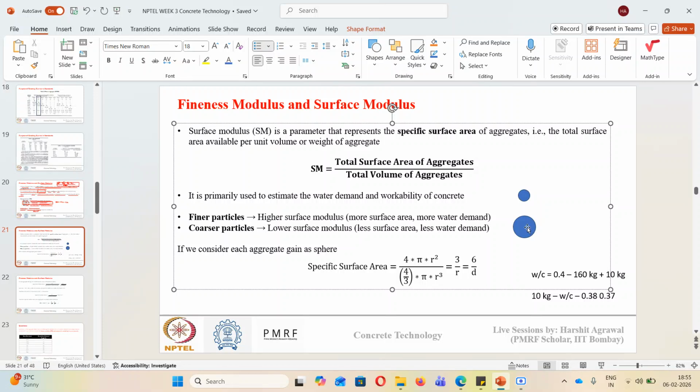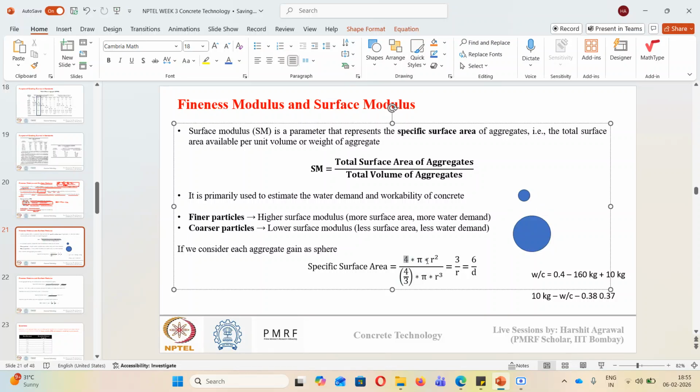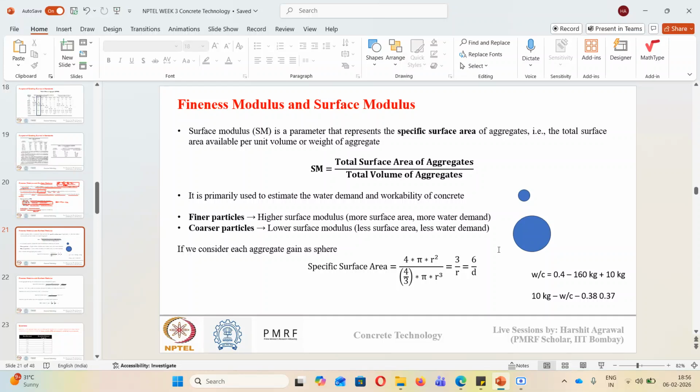Okay, so if we consider a sphere, my total surface area of aggregate will be nothing but 4 pi r square, and my volume of aggregate will be 4 by 3 pi r cube. If I solve this equation, it will come out to be 6 by d, where d is the diameter of aggregate. So this is the specific surface area of a single aggregate.